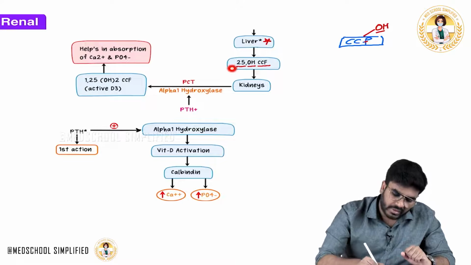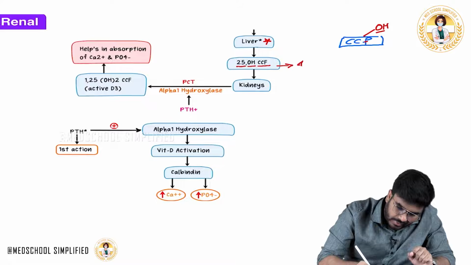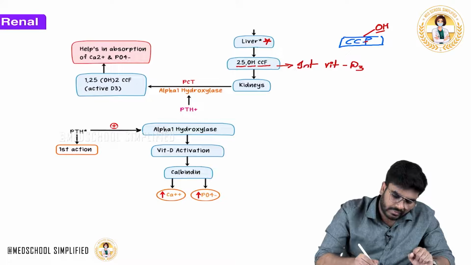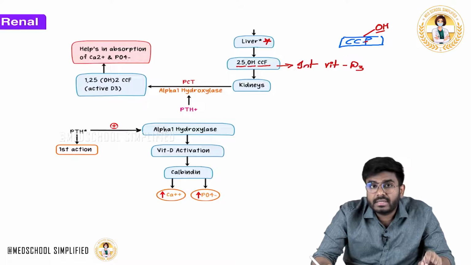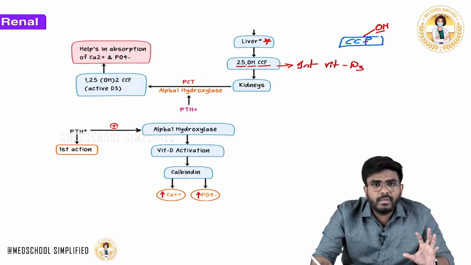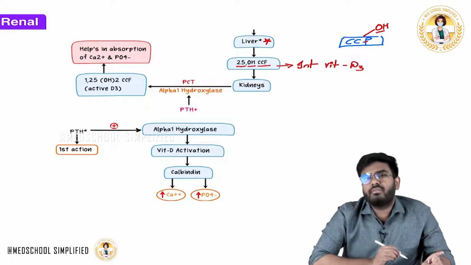Later, what happened to this 25-hydroxycholecalciferol? Remember, this 25-hydroxycholecalciferol is called inactive vitamin D. Now, this inactive vitamin D will come to the kidneys. Where is it coming to the kidneys? It's coming to the nephrons. In the nephrons, this inactive vitamin D will be going to the proximal convoluted tubular cells.